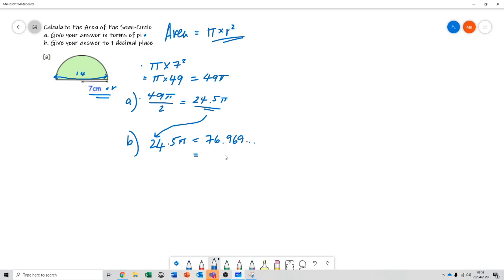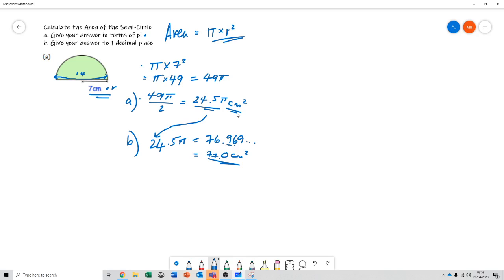So if we remember how to round to 1 decimal place, that's our first decimal number. We would look at the next number, which is 6. Because it's 5 or above, we would round that 9 up and add 1 to it, which would make it 10. However, we can't have 10 in one place value, so we have to pass it along, and it would become 77.0 centimeters squared. And it's very, very important that we don't forget the units for the area would be squared, whatever measurement we're using. So even for that one it would be centimeters squared.